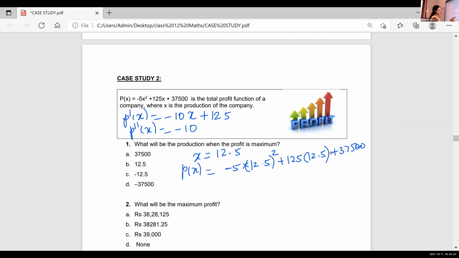Then plus 37500. Listen here. It is 12.5. What is 12.5 the whole square? 156.25. Same thing only here also you need, isn't it? 125 into 12.5 means 1562.5. 12.5 into 125 means the same numbers. Plus 37500. Now you multiply this.